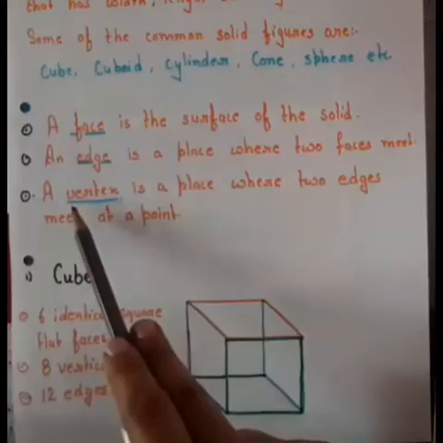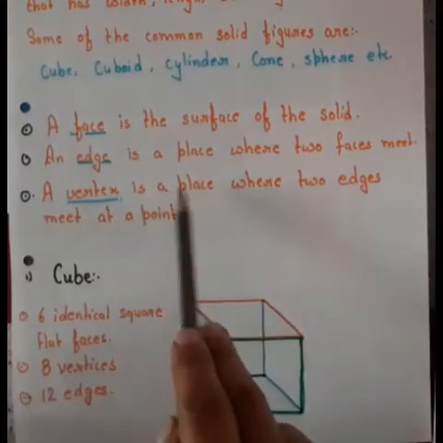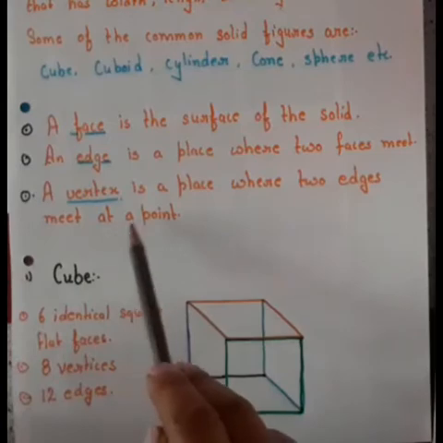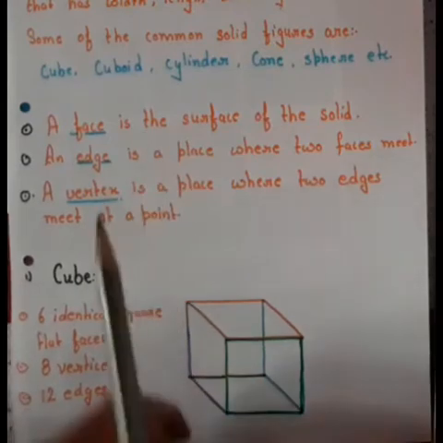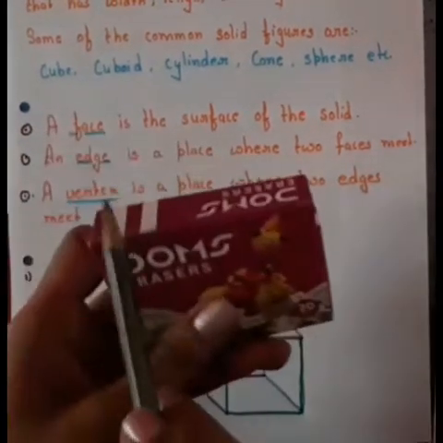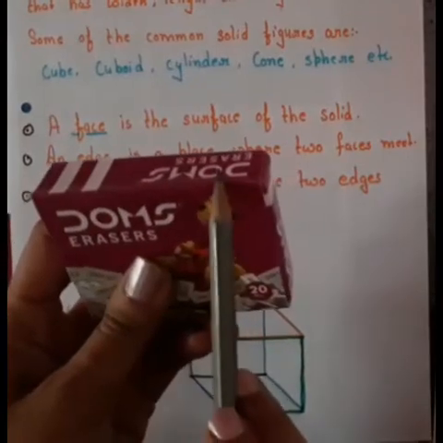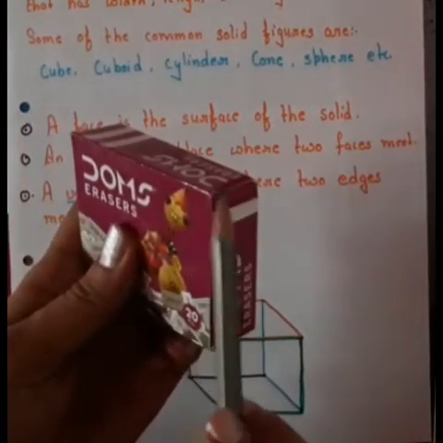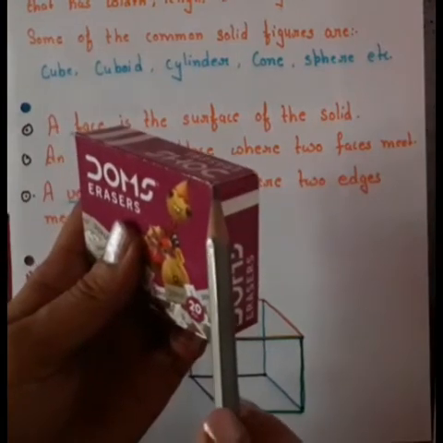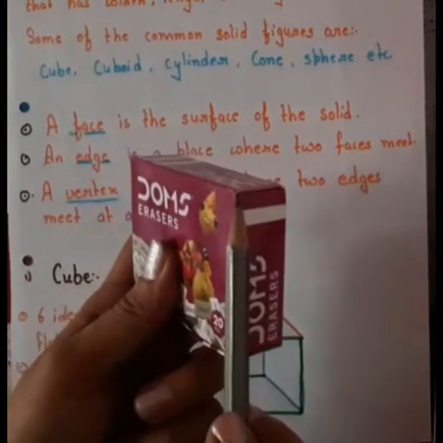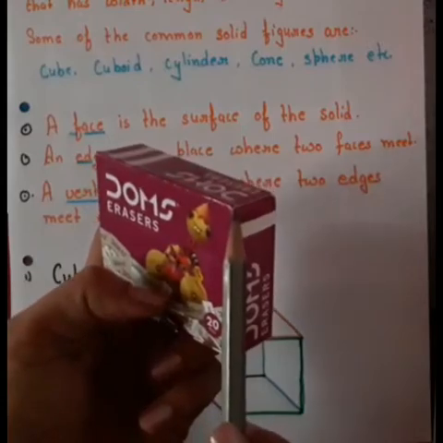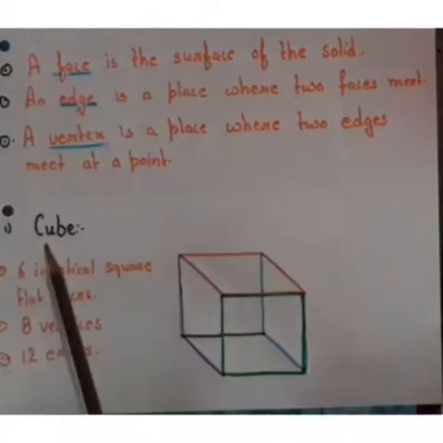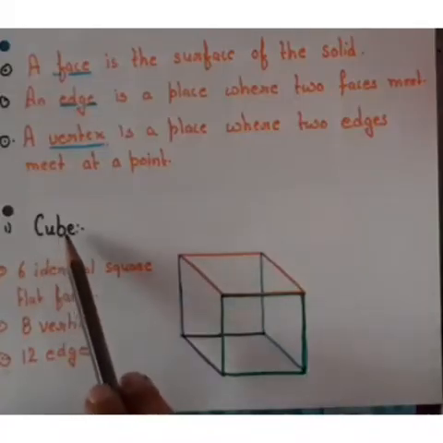A vertex is a place where two edges meet at a point. So let us take an example. There are two edges. One edge is this one and another edge is this one. These two edges are meeting at this point. So this point is known as a vertex, or you can say a corner. Clear?